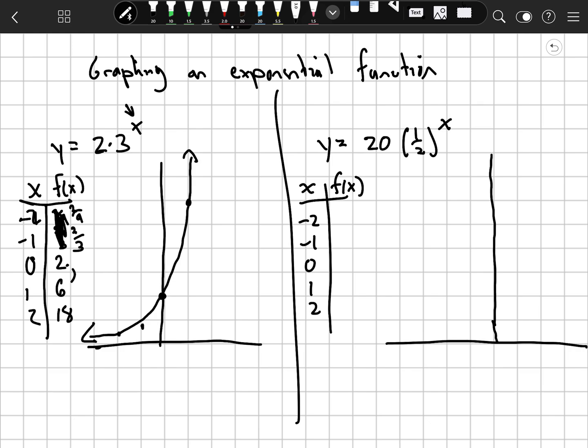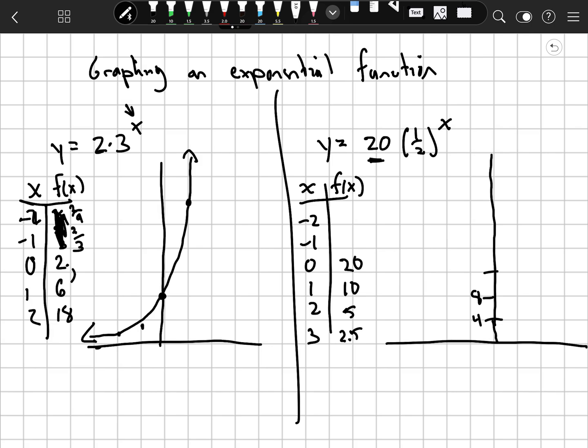Let's take a look at this one in contrast. You can probably see the y-intercept. It's going to be 20, and then our multiplier is 1/2. So let's put the y-intercept in right there, and let's put in 1 for x. 1/2 to the 1 is 1/2, and half of 20 is 10. And then we have 5, and at 3 we're going to be at 2.5. Hopefully you see the pattern. We're just halving each time.